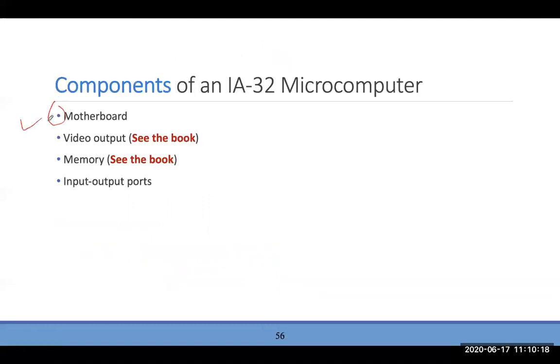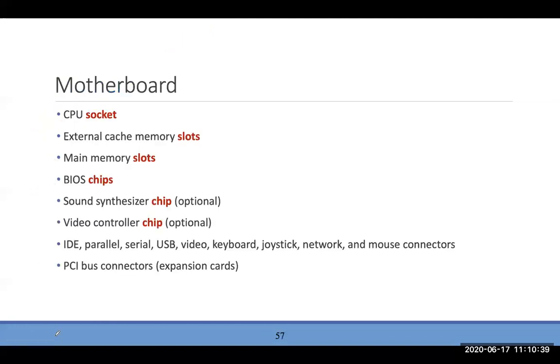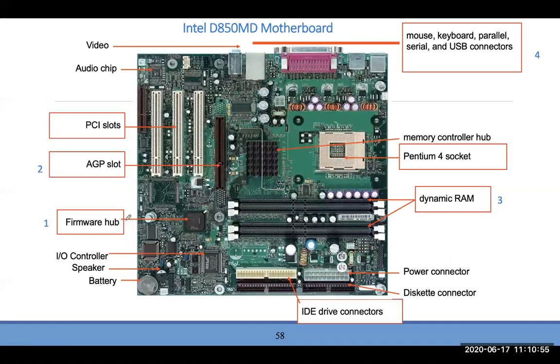So you're just going to focus on the motherboard that holds almost all the components that the x86 microprocessor requires. If you want to know more details about video and memory and so forth, just refer to the book. And I will cover the input-output ports as well. Okay. So if you look at the motherboard right here, it has those components: the CPU, external cache memory, main memory, BIOS, the basic input-output system, and it has other parts as well. So let me go to the picture and show you those parts, okay?